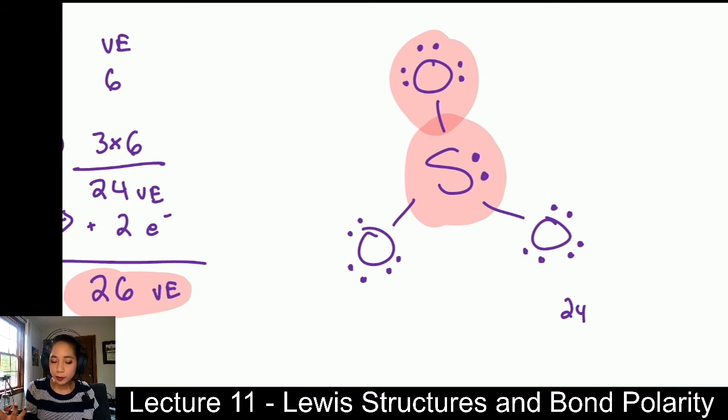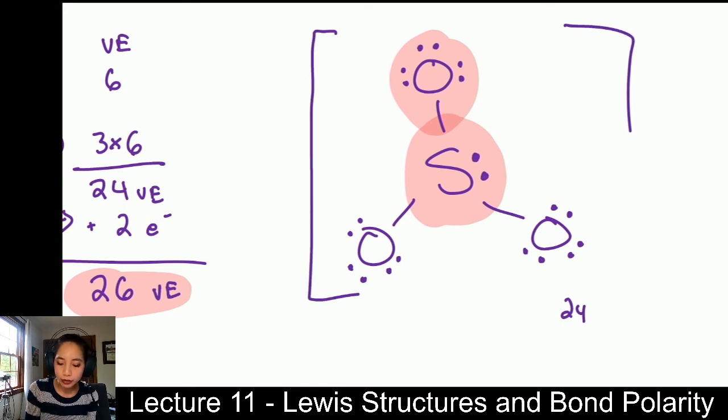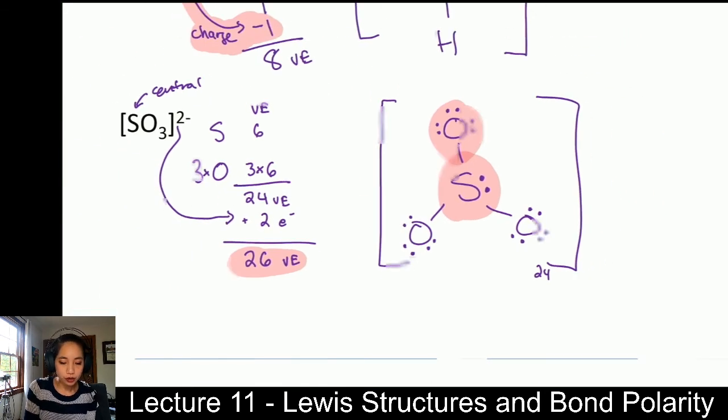And then the last step for polyatomic ions is to put brackets around the whole thing and indicate the charge. Sulfate is a 2-, so I'm going to put 2- right there.